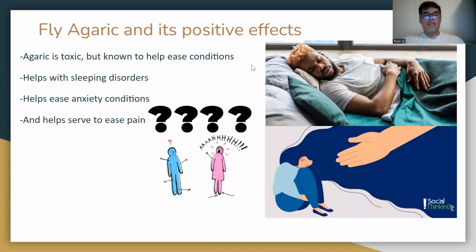So to continue on, agaric is very toxic, but it has been known to help those with certain conditions. One of them is sleeping disorders. If you have trouble sleeping, it helps you sleep better. The other one is anxiety conditions. If you have mental health issues like PTSD, you tend to get anxious from time to time in your life, and this can definitely help you. It has been reported and shown that it helps calm people and gives them the reserve and calm they need to be able to cope. And finally, it also helps as a painkiller. It helps people dull their senses so they won't feel as much pain as they normally would.